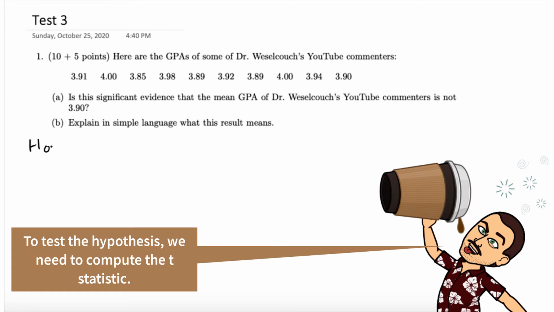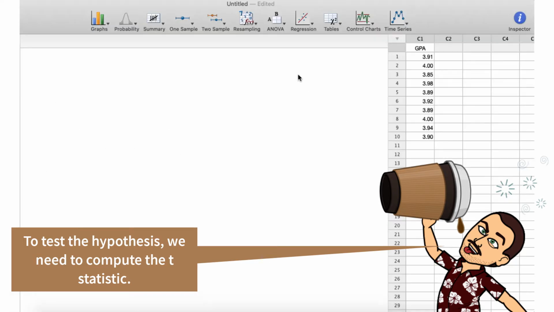So we want to do a significance test, and here our null hypothesis is mu is equal to 3.90, and our alternate hypothesis is that mu is not equal to 3.90. So when we compute the probability, it's going to be two-sided. So we need to compute the mean and the standard deviation. So let's do that in Minitab.